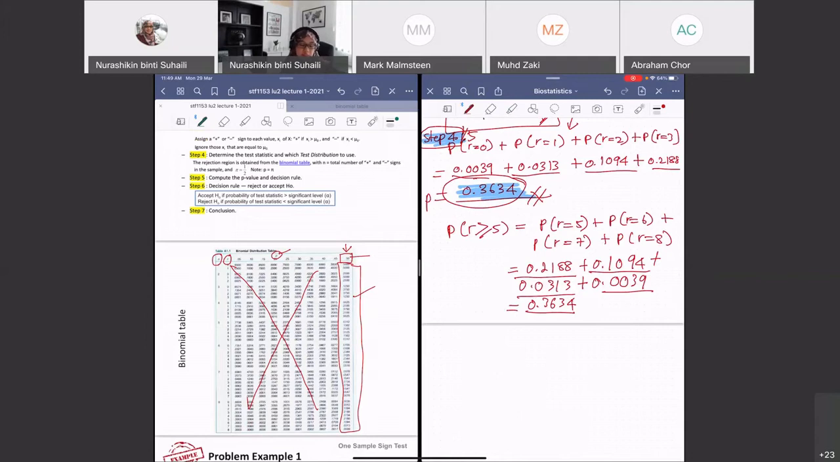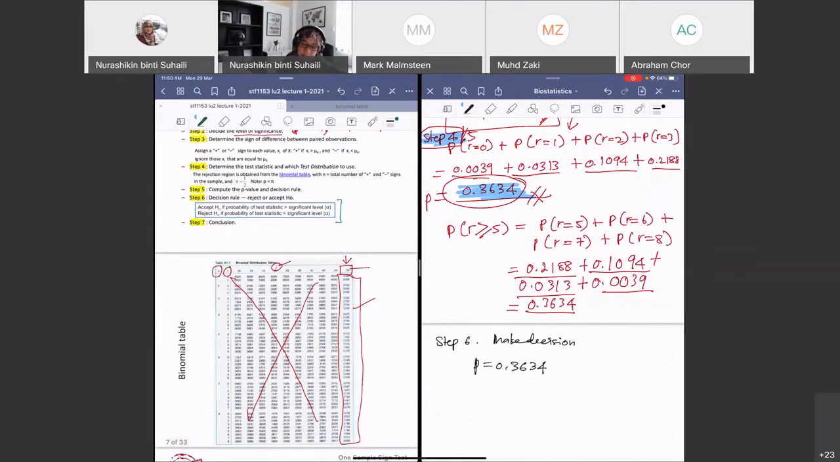How you make the decision is based on this rule of thumb. If you see step 6, this is the situation that you have to refer to, right? So step 6 is to make a decision. So this p-value, okay, p is 0.3634, and you want to compare with the alpha value. Alpha value, you know, from the second step or in the question is given 0.05, right?